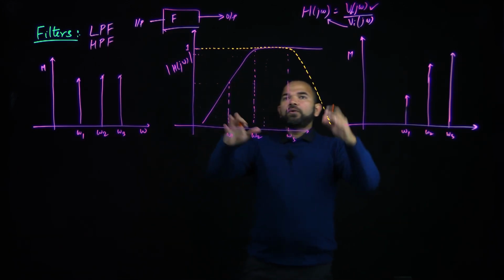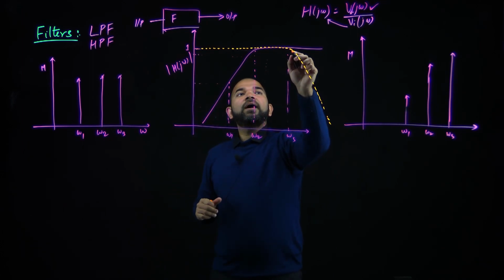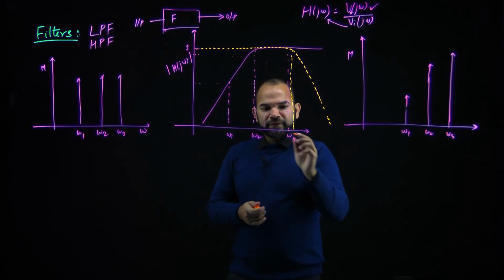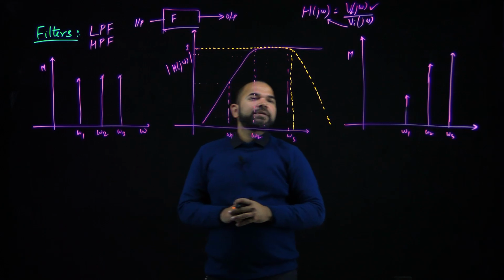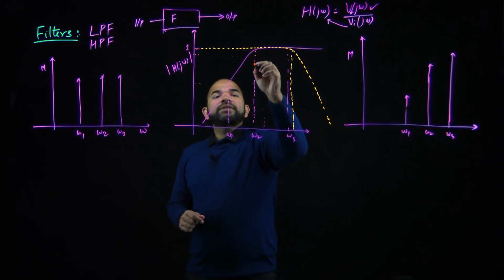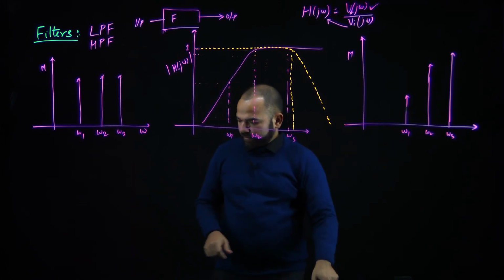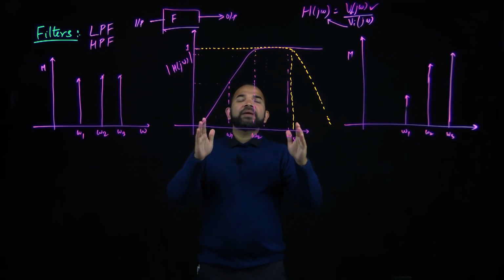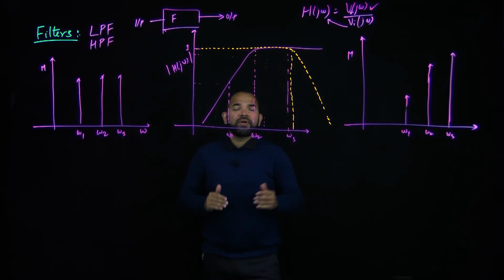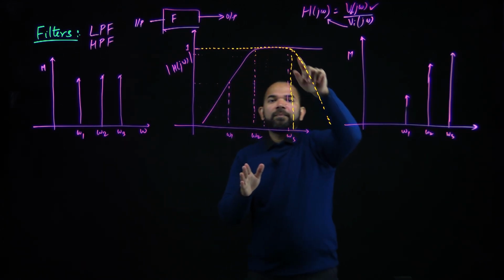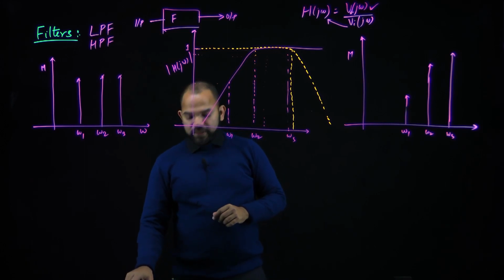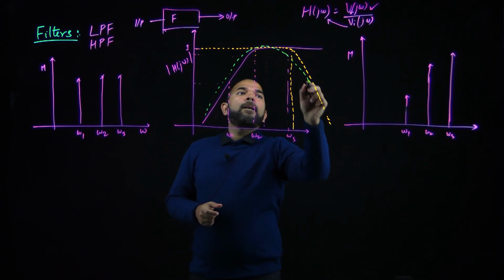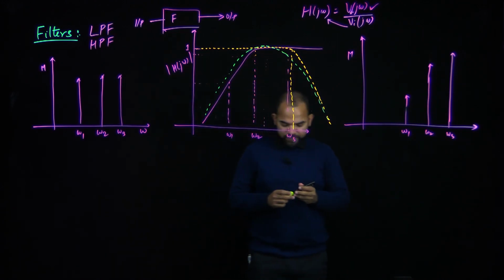Suppose we have a low pass filter and a high pass filter, and the cutoff frequency for the low pass filter is, say, near omega 3, and the cutoff frequency for the high pass filter is omega 2. If these two filters can be made simultaneously within the same transfer function, it could result in a band pass characteristic. The resultant characteristic would be something like this. So this is a kind of band pass filter.